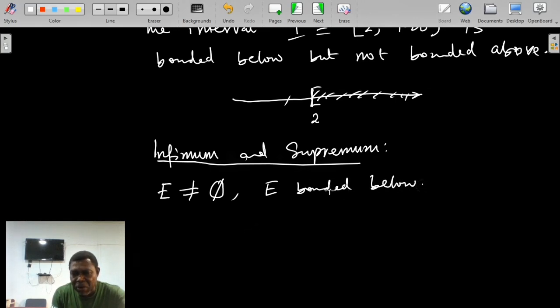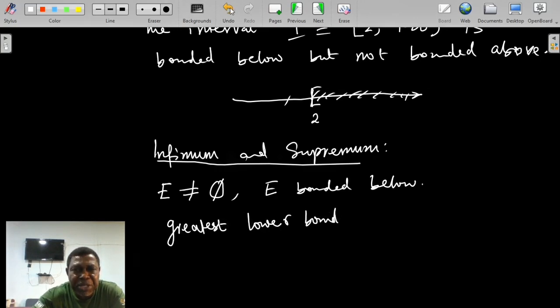If E is bounded below, it means that E has a lower bound. And if it has a lower bound, then it has infinitely many lower bounds. And therefore, there must be one that is greater than all the other lower bounds. That lower bound that is greater than all the other lower bounds is what we call the greatest lower bound.